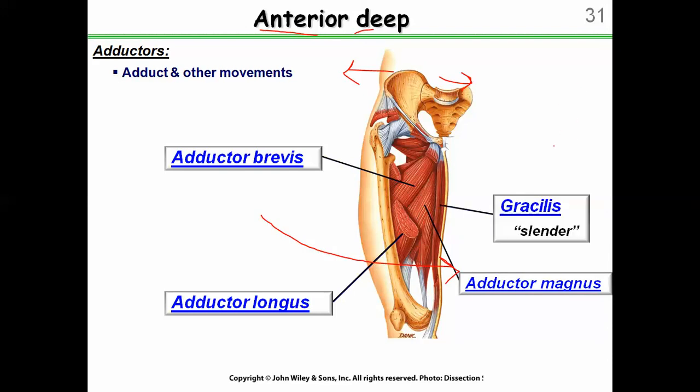There's another muscle in this medial compartment which is known as the gracilis. Gracilis means slender. So notice it runs right along the medial portion of the thigh. So these are deep and medial. Notice we've removed the quadriceps muscles to locate these.